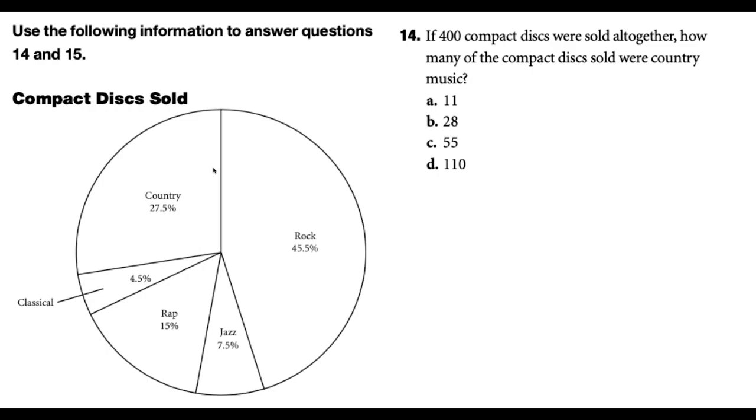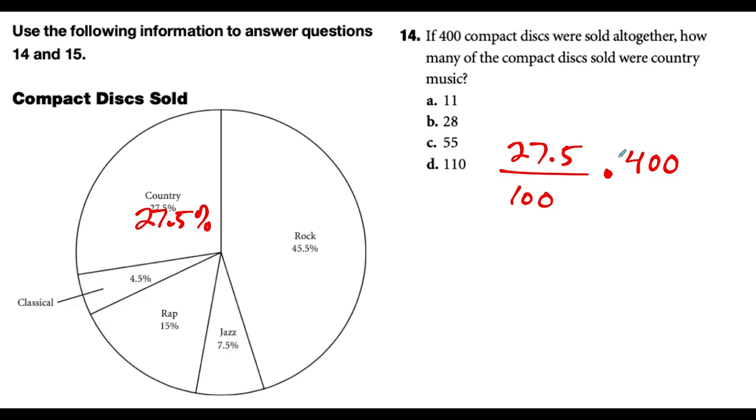So for this question, we have a nice pie chart. 4,000 compact discs were sold altogether. How many of the compact discs sold were country music? So country music accounts for 27.5%. If you can't see this, I'll make it a little bit bigger. 27.5% of the people bought country music. So looking at this here, there's a few ways you could go forward with this. But remember, 27.5% means 27.5 out of 100. So we're going to multiply that percent by 400 because we want to know how many compact discs were country. So this much percent we multiply by 400. And now just simplify first.